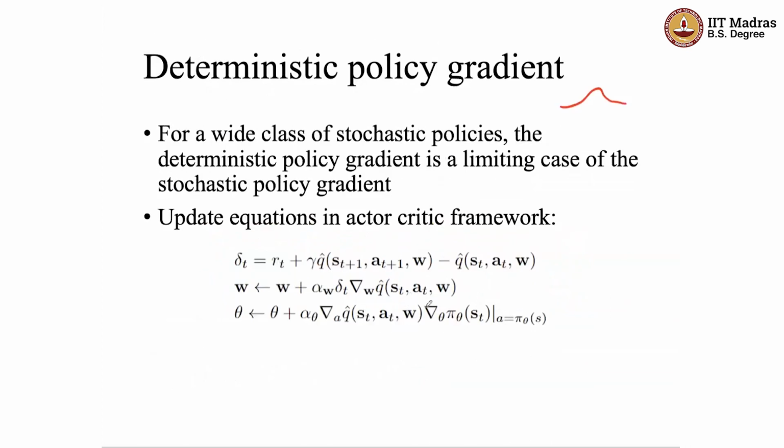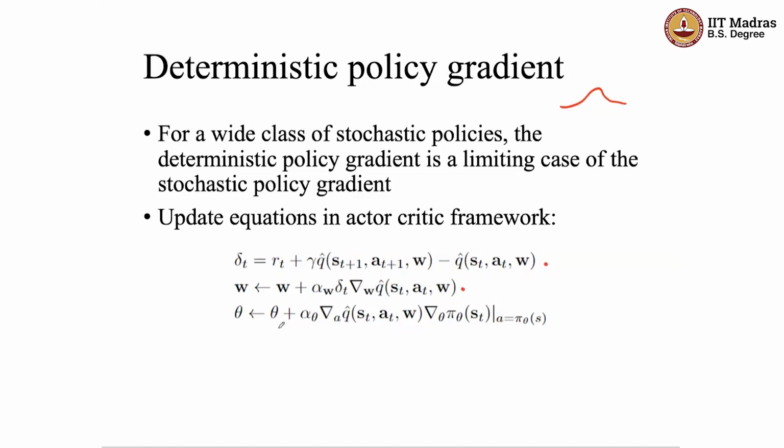So it becomes trickier. This is basically what we do. You have the parameterized representation for the Q function. The parameters are given by W as earlier, and the parameters of the policy are given by theta. You get your delta, which is the TD error. And then you update the weights of the Q function using your regular TD update, with the gradient of Q being taken with respect to W.